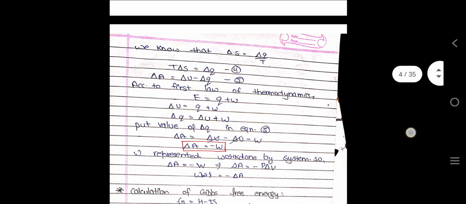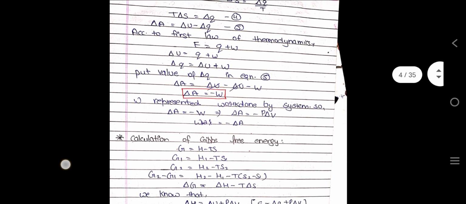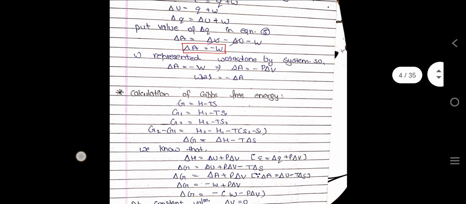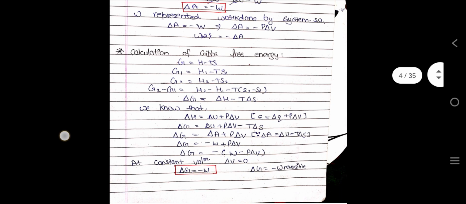Calculation of work function for two states of a system. If A1 is equal to U1 minus TS1 and A2 is equal to U2 minus TS2, subtract first and second. A2 minus A1 is equal to U2 minus TS2 minus U1 plus TS1. Del A is equal to del U minus T into S2 minus S1. Del A is equal to del U minus T del S. We know that del S is equal to del Q by T, so T del S is equal to del Q. Del A is equal to del U minus del Q.